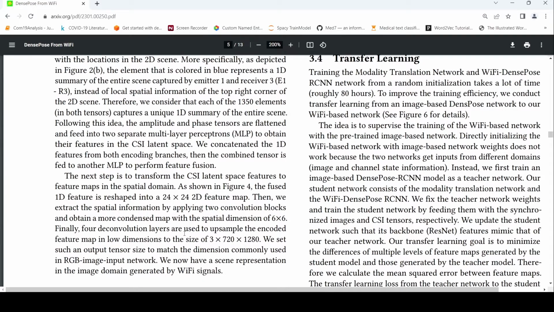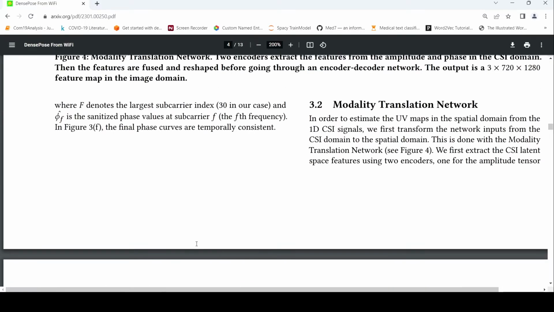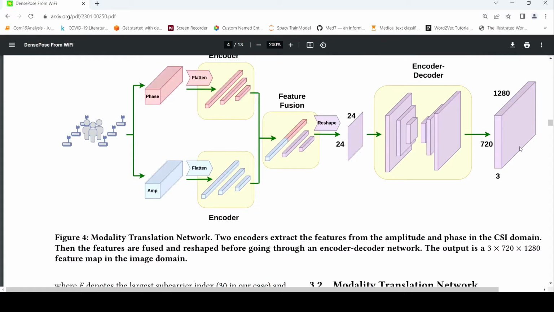Then 4D convolution, upsample, and finally you get this feature map in low dimension of size 3x720x1280. This is because they wanted it to match the dimension of the commonly used RGB image input network. So now you have some kind of image features.